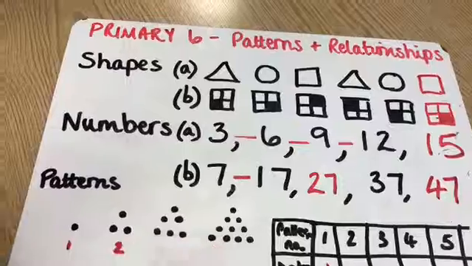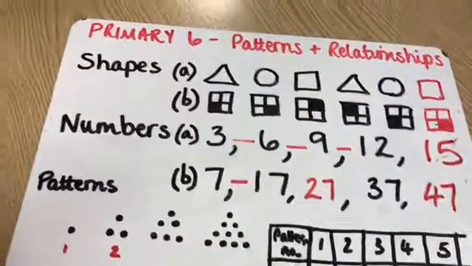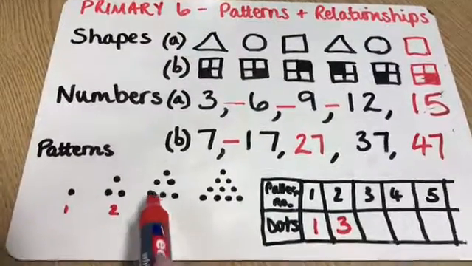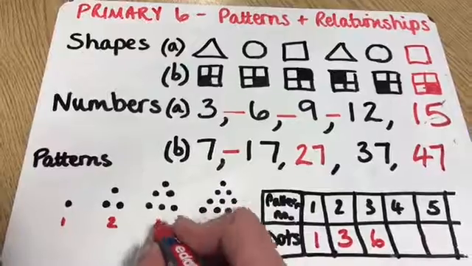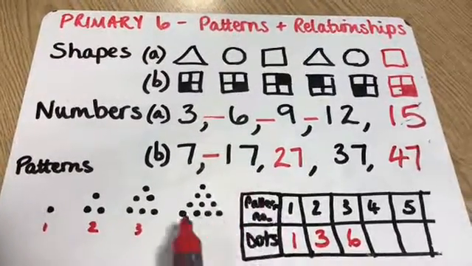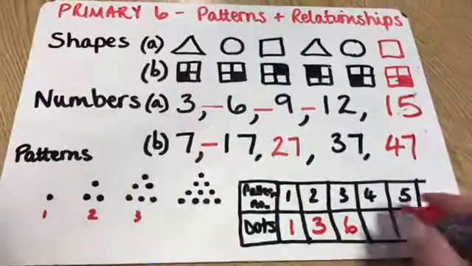Pattern 2, how many dots have we got? 1, 2, 3. So you'd record that down. Pattern 3, we've got 1, 2, 3, 4, 5, 6. So that's pattern 3. Pattern number 4, you've got 1, 2, 3, 4, 5, 6, 7, 8, 9, 10.